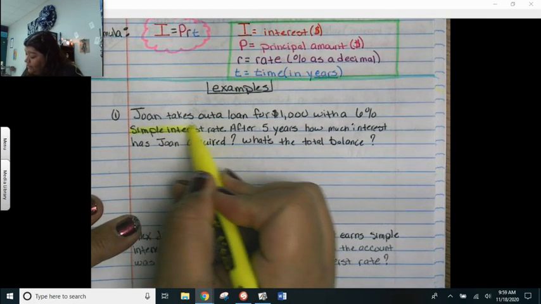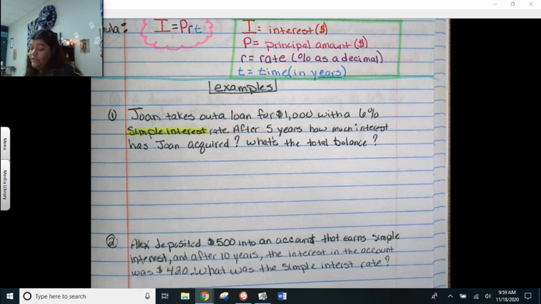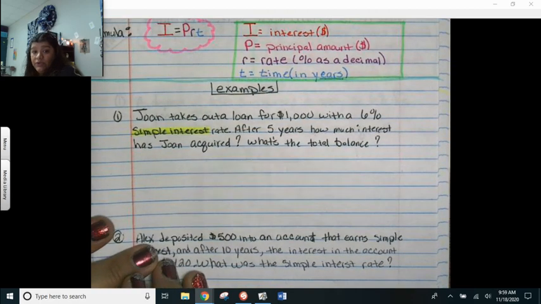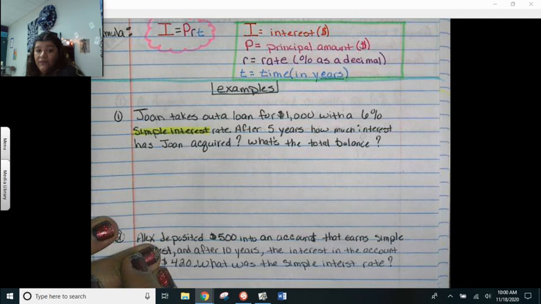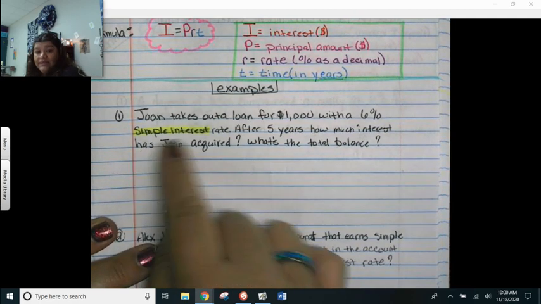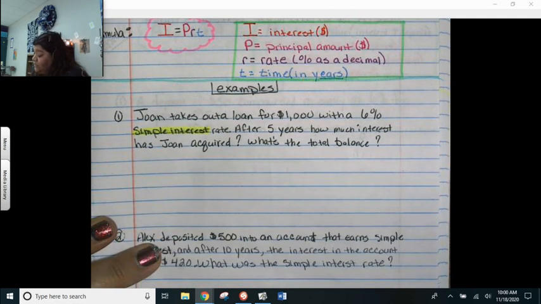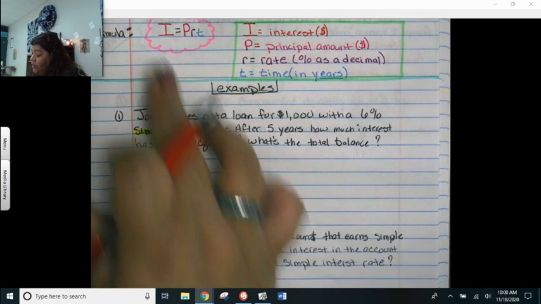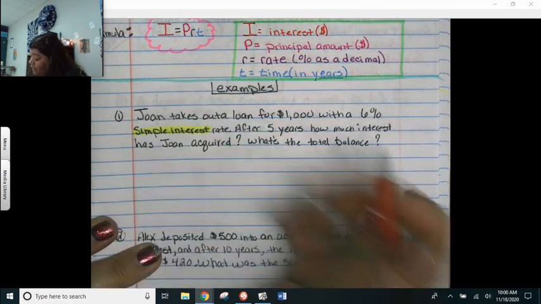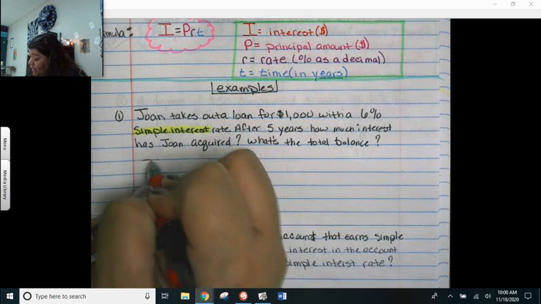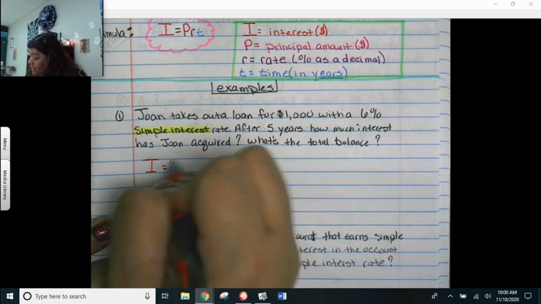This word right here, okay? Simple interest, because there is another one called compound interest, which we're going to address in the next video, okay? Right now it's going to be a simple interest rate. So this word right here, simple interest, means I'm going to go ahead and use this formula. So I'm going to write I equals PRT.